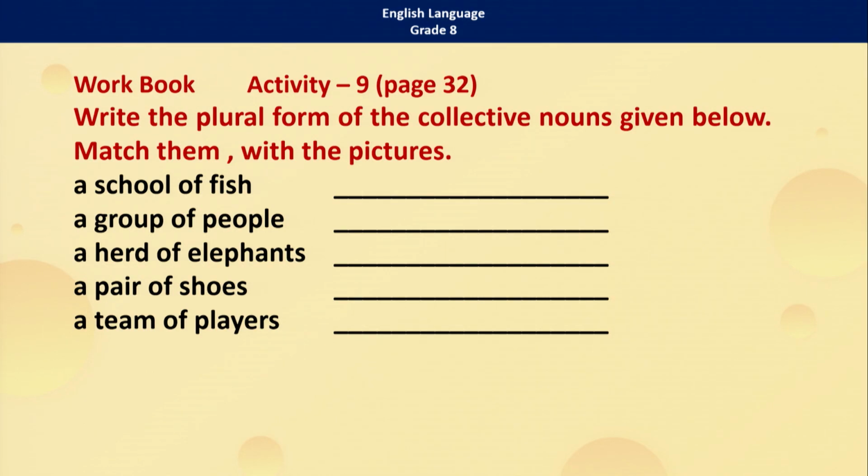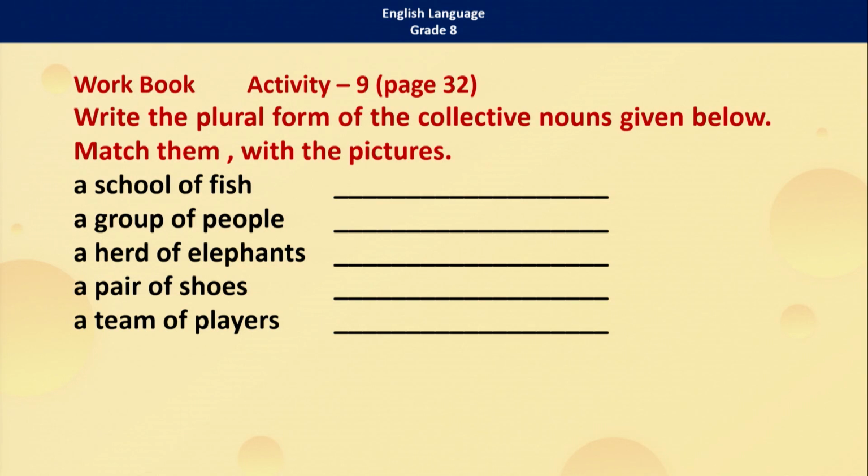Let's try a workbook activity now. Write the plural form of the collective nouns given below. Match them with the pictures. When we are doing the activity, the pictures will appear. You can have your workbook as well.